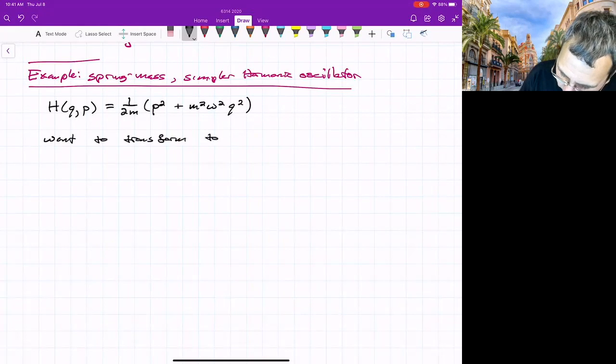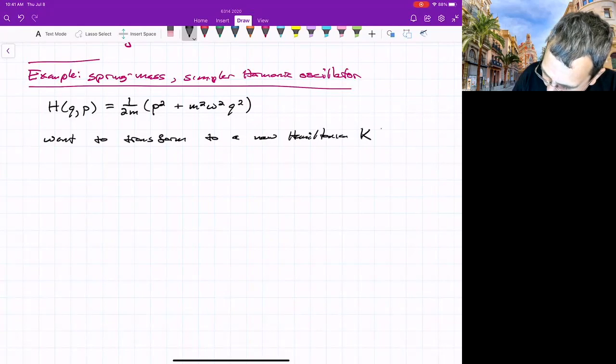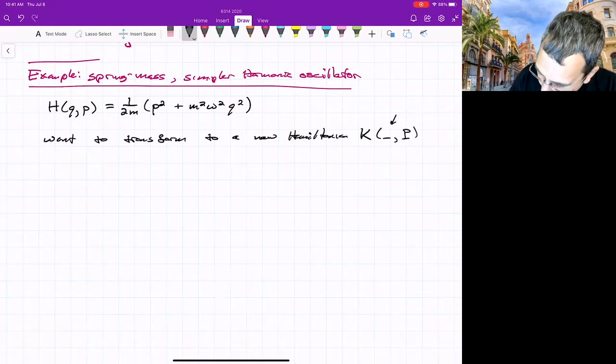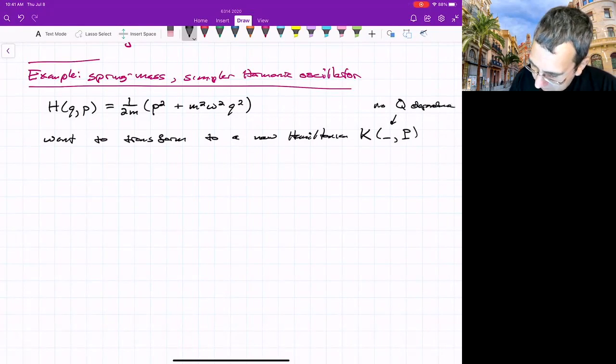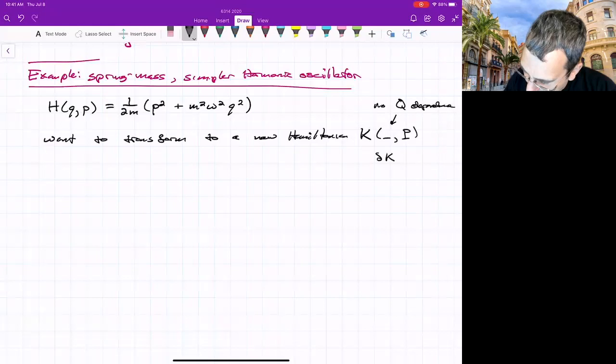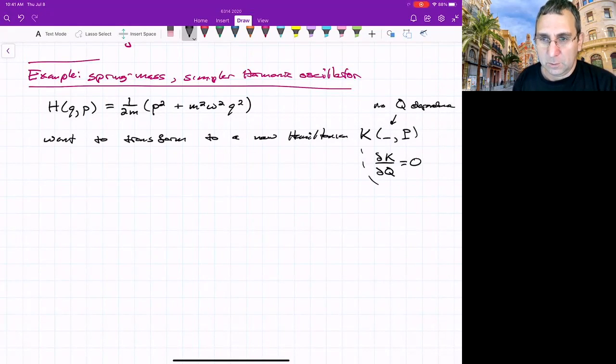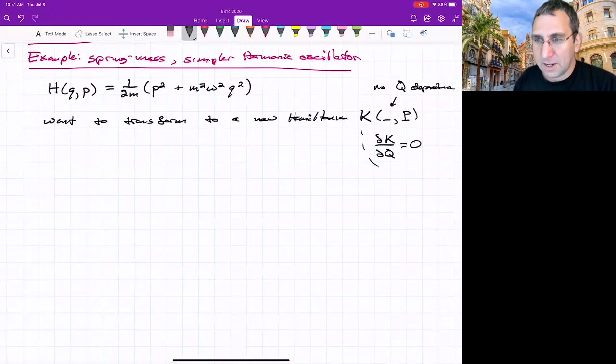I want to transform to a new Hamiltonian K that doesn't depend on Q. There's no capital Q dependence. Another way to say that would be partial K partial Q equals 0. So how can we do that? Let's try a generating function. And I'm just going to give a generating function that I know works, okay?